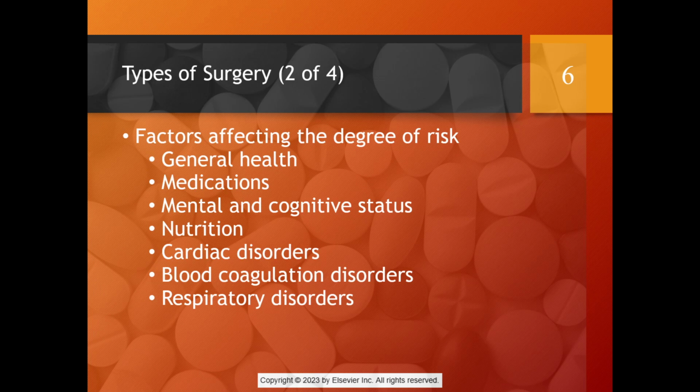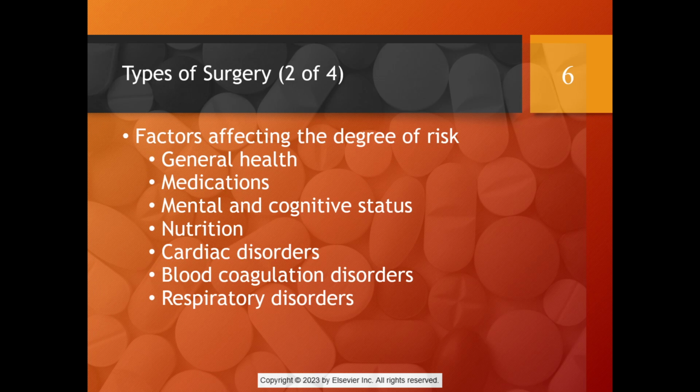Nutrition is the fuel that powers our bodies. Malnutrition can impair wound healing and immune function, while obesity can increase the risk of complications. Cardiac disorders can heighten the risk of cardiac complications during surgery, necessitating careful preoperative assessment and intraoperative monitoring.